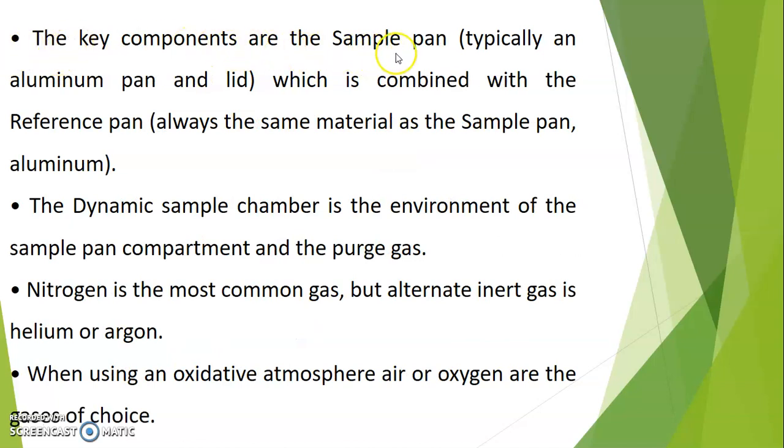The key components are the sample pan, which is typically made of aluminium. It is connected with the lead, which means here the lead is also used, combined with the reference pan, and the reference pan is also made of aluminium. The dynamic sample chamber is the environment of the sample pan compartment and the purge gas system. Nitrogen is the most common gas, but alternate inert gases are helium or argon. When using an oxidative atmosphere, air or oxygen are the gases of choice. So this is about the sample holder and purge gas system.